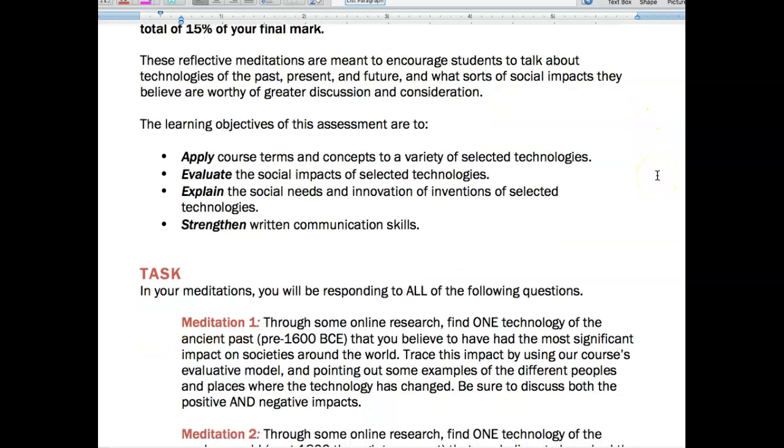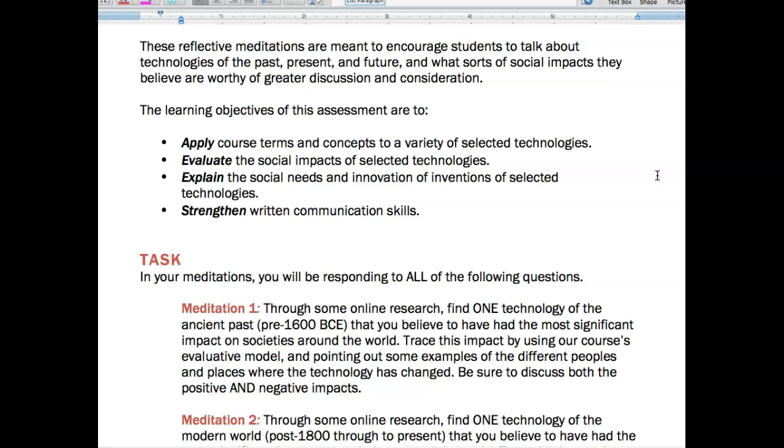And I don't know if you've ever had a chance to do reflective writing at a college level, but these meditations are meant to be your own pieces of writing where you're encouraged to talk about your thoughts and feelings, and in this respect about the technologies of the past, present, and future, and what sorts of social impacts you believe are worthy of greater discussion and consideration.